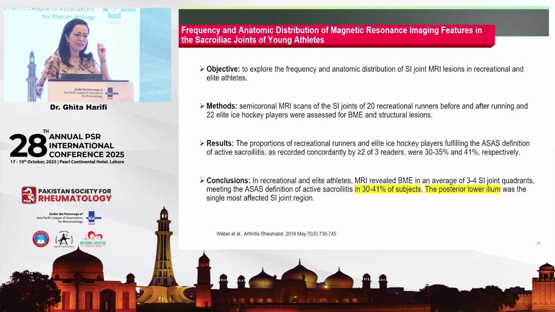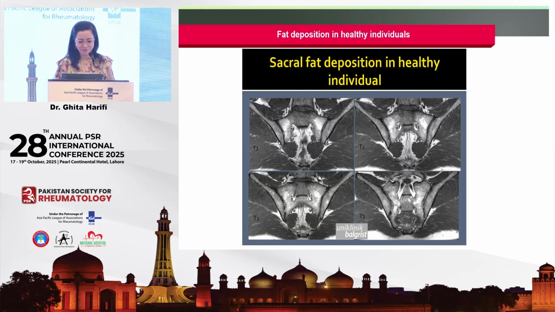Now, just to give you a tip here, when it comes to athletes and you're looking at bone marrow edema, be aware that the posterior lower ilium is mostly the area affected by mechanically induced bone marrow edema most of the time. So if you see that bone marrow edema is concentrated in this area in an athlete, then think twice.